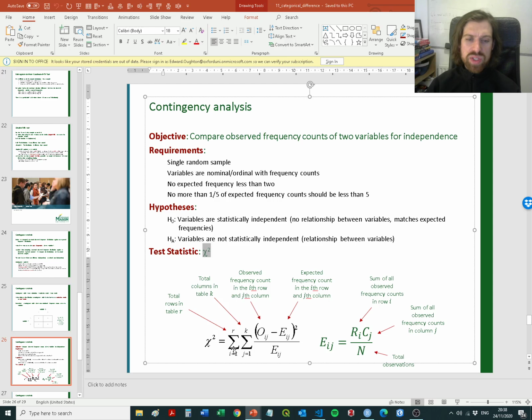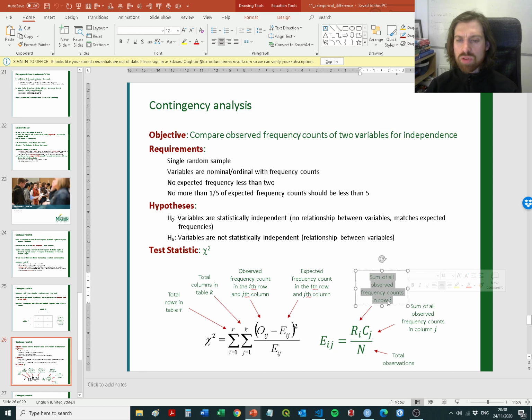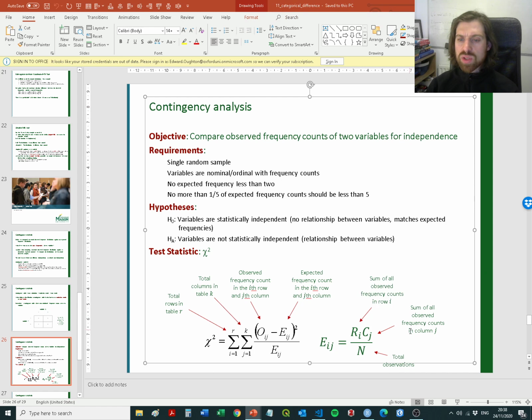So we need to take the total number of rows, the total number of columns. We need to obtain the observed frequency count for the ith row and the jth column, and the expected frequency count for the ith row and the jth column. And then we also need to take the square of that and divide it by the E_ij value again. The question is, how do we obtain the E_ij? To do that, we need to take the sum of all observed frequency counts for row i and the sum of all observed frequency counts for column j, multiply them together, divide that by n, and that gives us our expected number of counts.